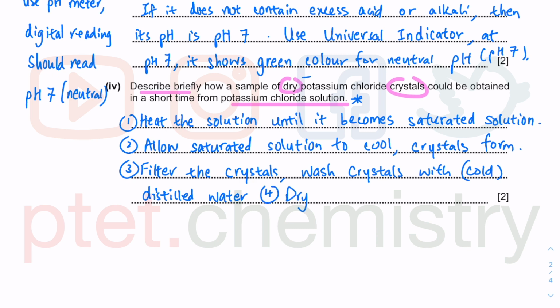You want dry crystals, according to the question. So you've got to dry these crystals, which you already washed after you filtered it, and you've got the dry crystals in between your filter papers. And that's it really for that 2 marks. Preparation of dry crystals there.